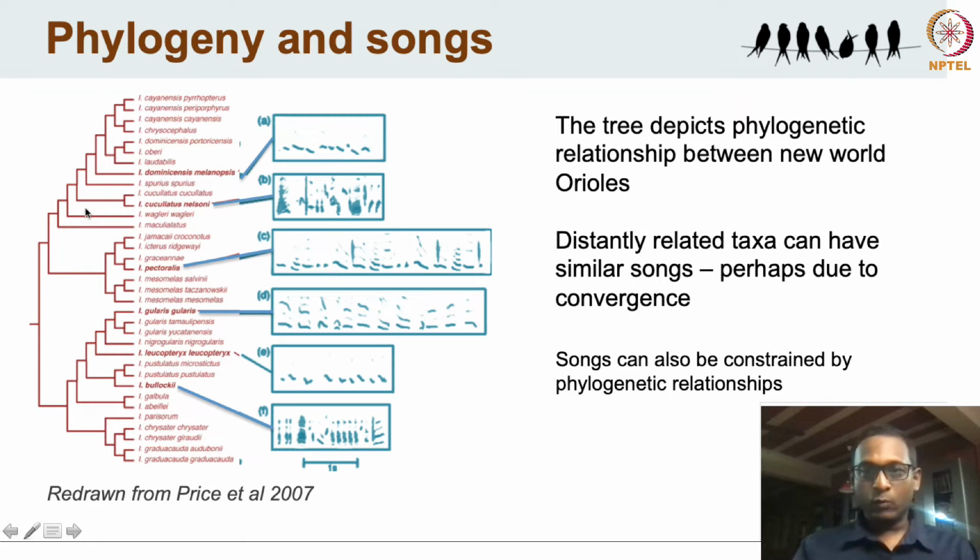Now what I wanted you to see from this is that there are some birds that have very similar songs, like this one and this one here, or even this one and this one, and these are orioles, New World orioles, and the tree shows the relationship between these orioles. And what these authors show is that despite being very distantly related, sometimes the birds tend to sound like one another, and this is thought to be convergence. So convergence of songs can also happen.